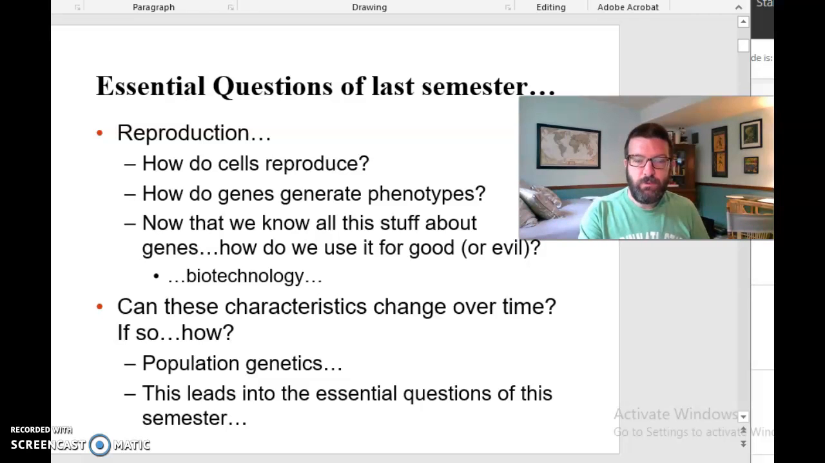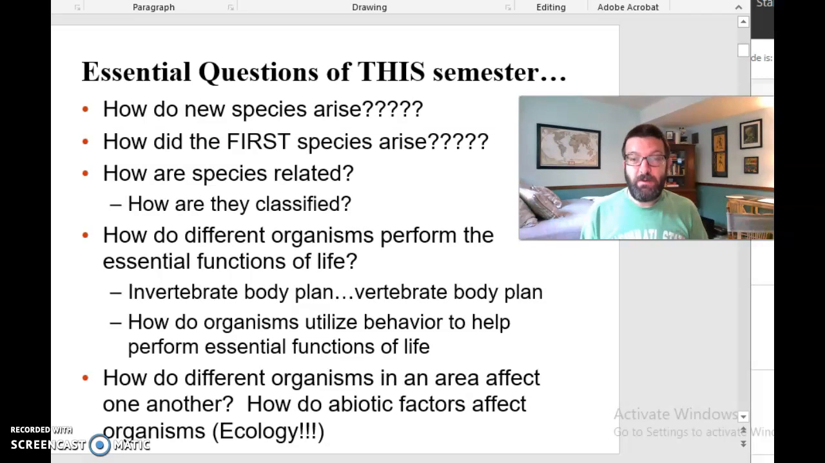And that leads to a number of essential questions. This semester, we're going to talk about how new species arise, right? How do we go from one species to two species or to multiple species? And that raises the question, how then did the first species arise? Because it couldn't have arisen from other species. How are species related, and how do we use that to classify them?